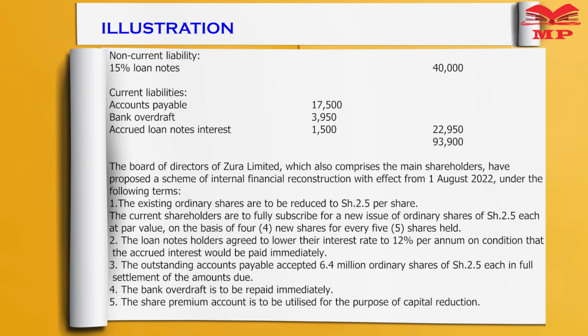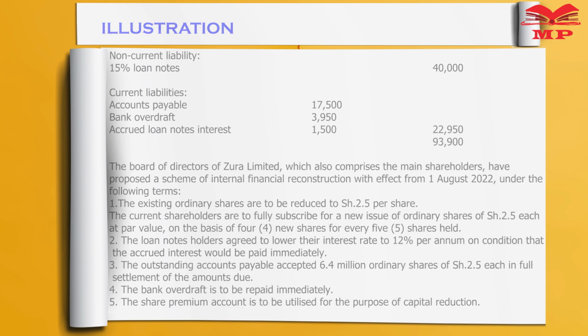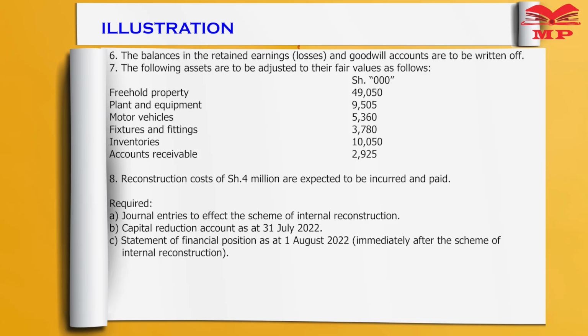Number 2, the loan note holders agreed to lower their interest rate to 12% per annum on condition that the accrued interest is paid immediately. Number 3, the outstanding account payables accepted 6.4 million ordinary shares of 2.5 each in full settlement of the amount due to them. Number 4, the company overdraft is to be repaid immediately. Number 5, the share premium account is to be utilized for the purpose of capital reduction. And 6, the balances in retained earnings (losses) and goodwill are to be written off.